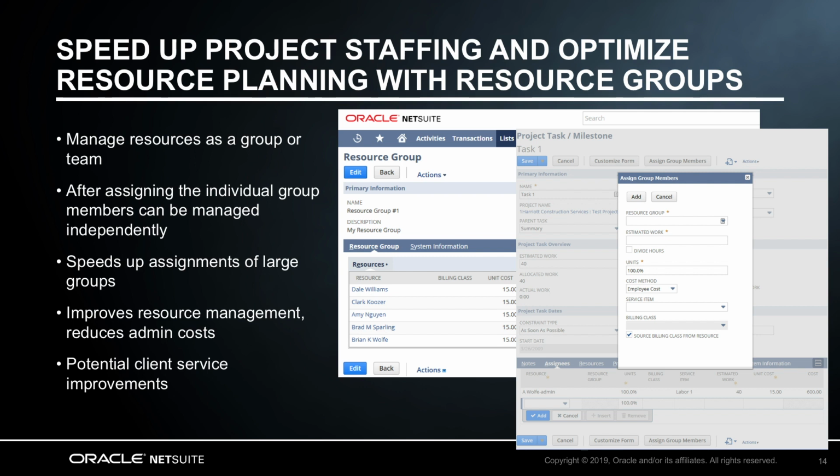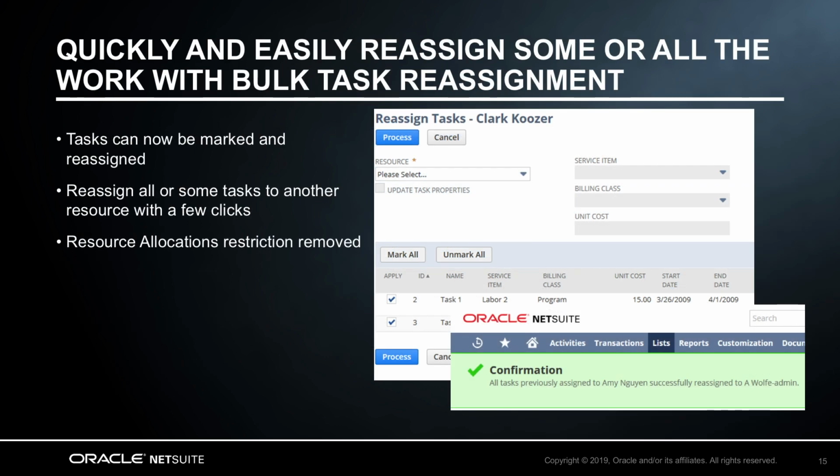Resource groups can be staffed in one of two ways: dividing the hours or keeping the hours constant. When dividing the hours, the total estimated work will be divided by the number of resources in the group. For example, I have a task that's planned to take 30 hours, and I have 5 members in the group. I can either assign all 5 members for 30 hours each, or divide the 30 hours among them, giving each of them 6 hours.